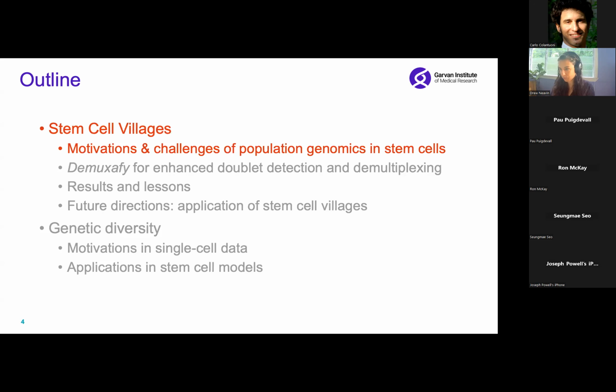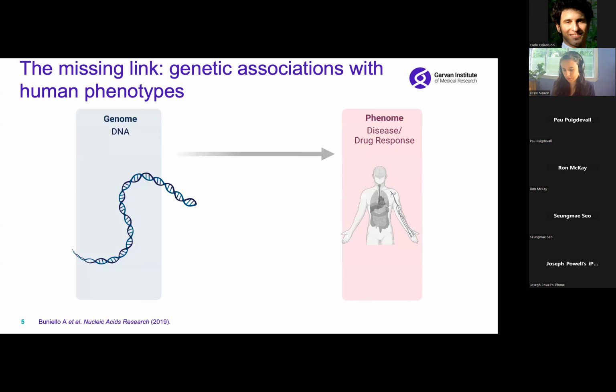All right, so I'll start with talking about some of the motivations and challenges, especially from our lab and our perspective in applying stem cell villages. And so this really comes from trying to understand the link between genetics and human phenotypes. So we know that there are thousands of genome-wide association studies that have shown us that there are a number of genetic associations that are associated with human phenotypes.